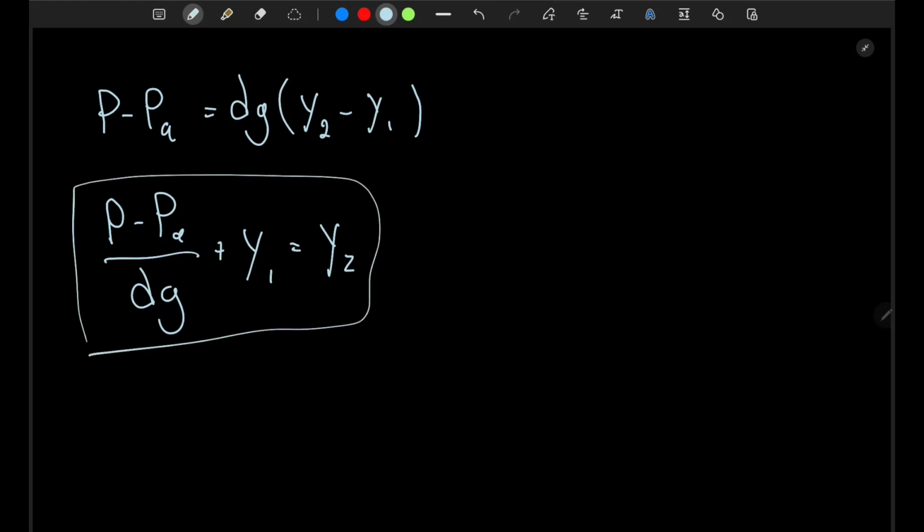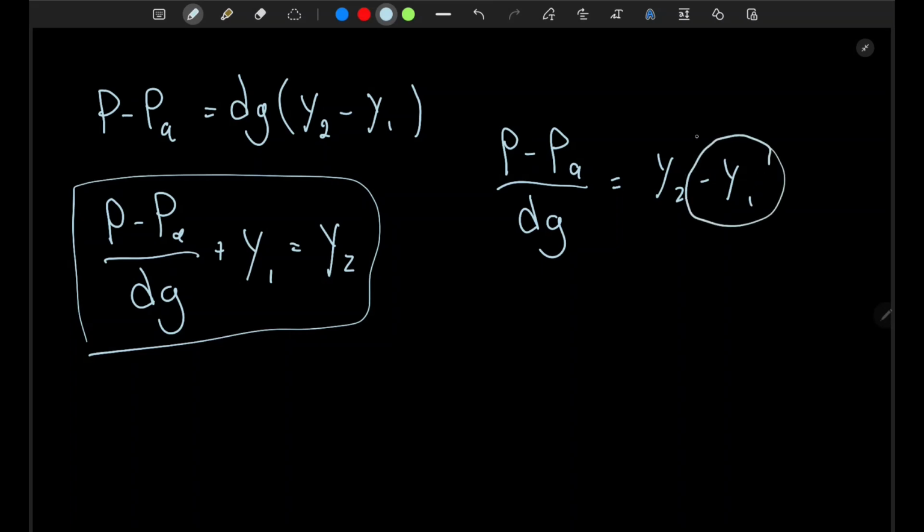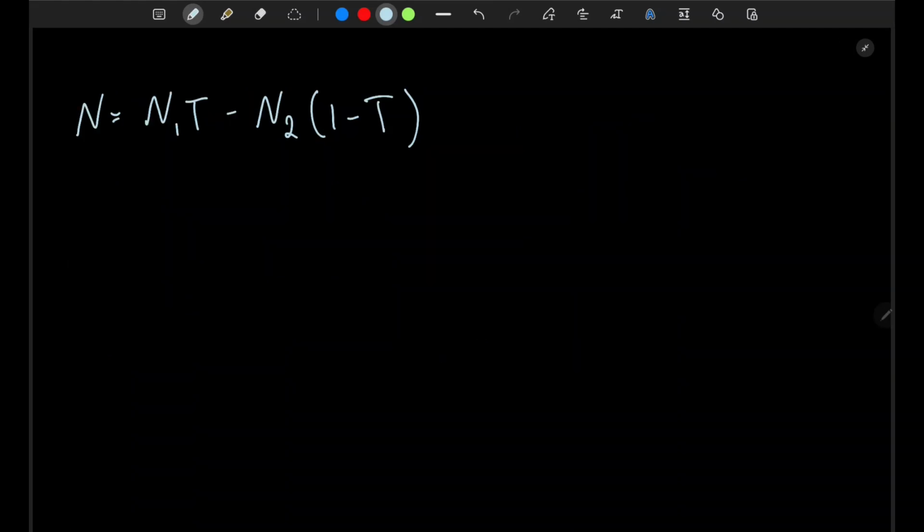And I'll just again show this in two steps. So P minus PA divided by dg, and then what we'll have left is y2 minus y1, and that's where we can take that y1 and move it over and flip the sign, where then we'll be left with what we have here. Okay, and the next one.